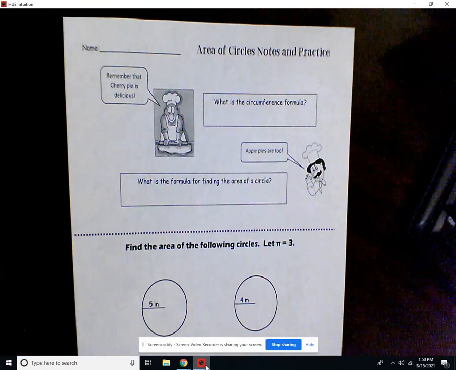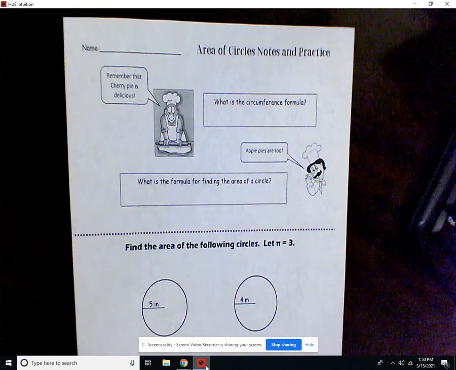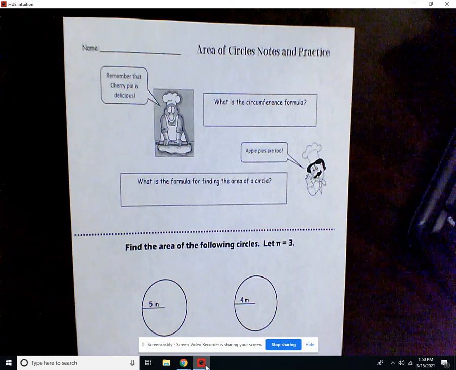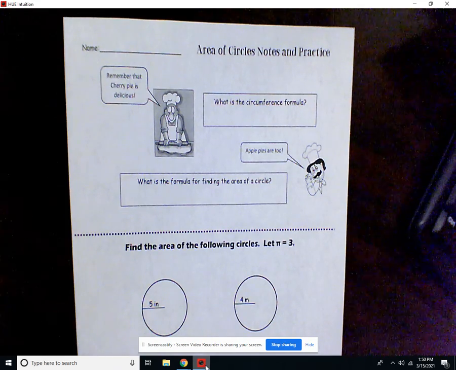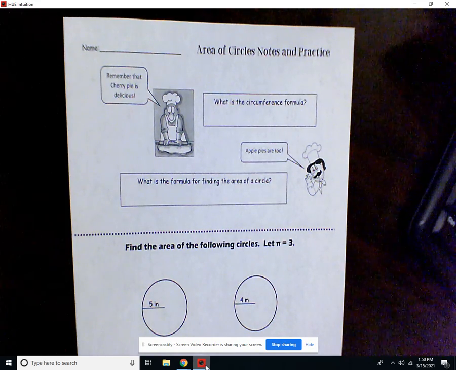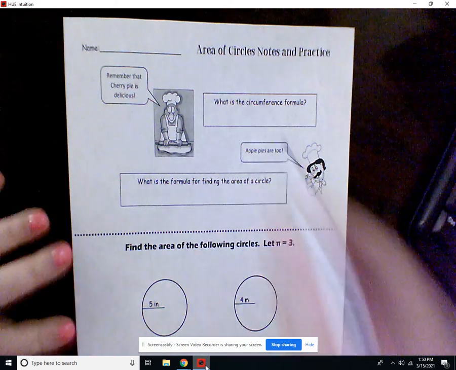All right, for today's notes, we're going to look at area of circles. Before spring break, we looked at circumference. It's going to be a little bit different, kind of the same concept, but just a slightly different formula. So what is the circumference formula?